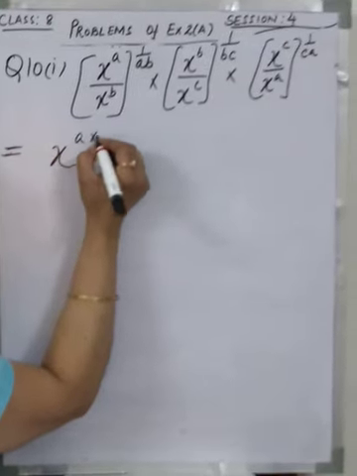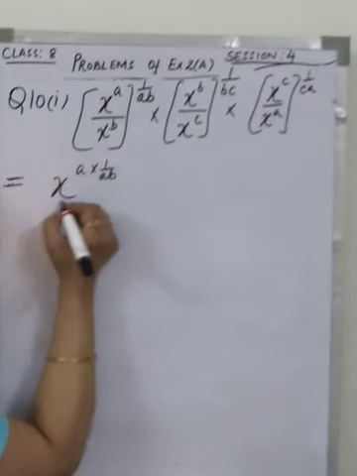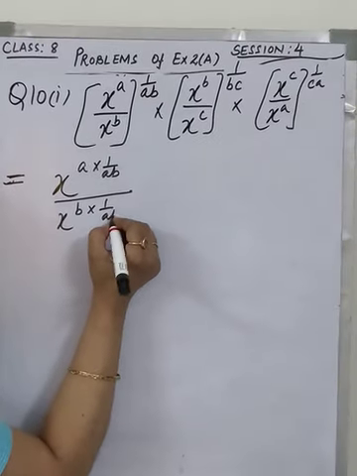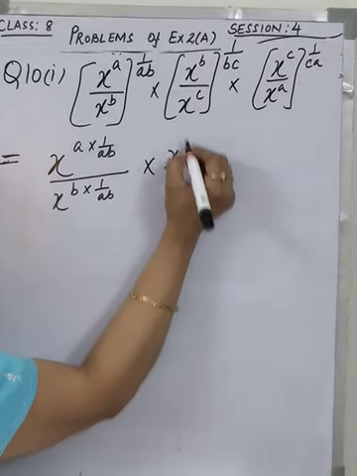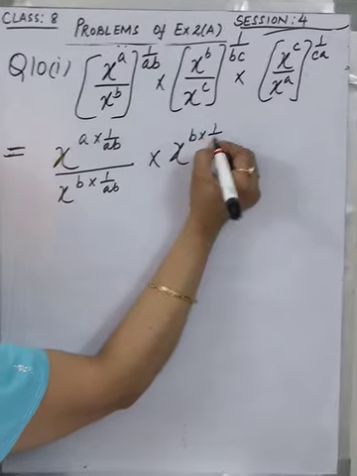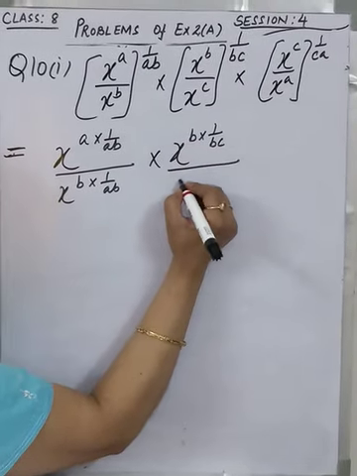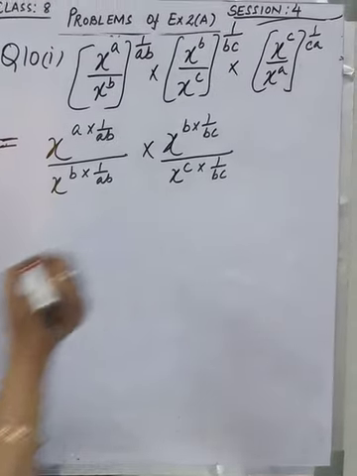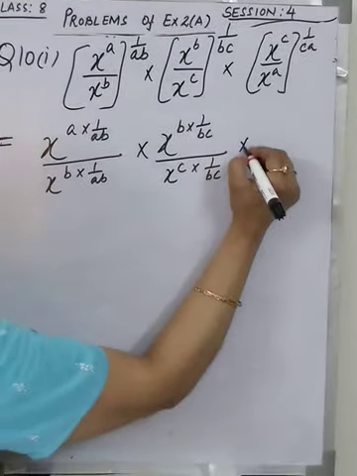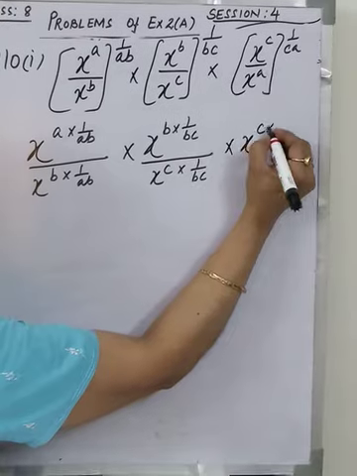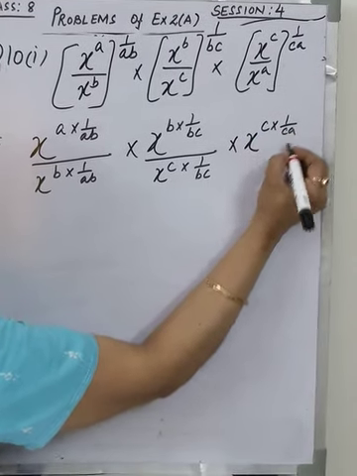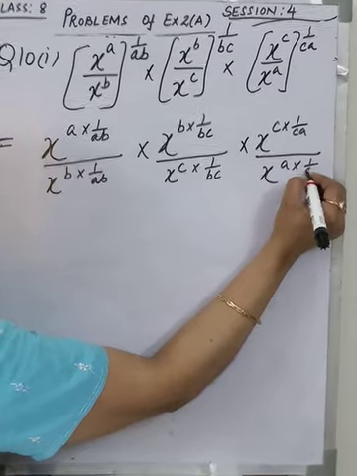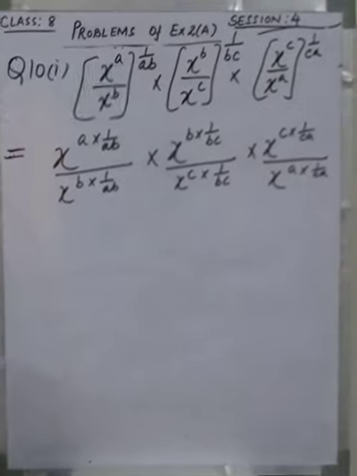So a into 1 by ab, x to the power b into 1 by bc, x to the power c into 1 by bc. And next we have x to the power c into 1 by ca, and x to the power a into 1 by ca. Let's see what gets cancelled.